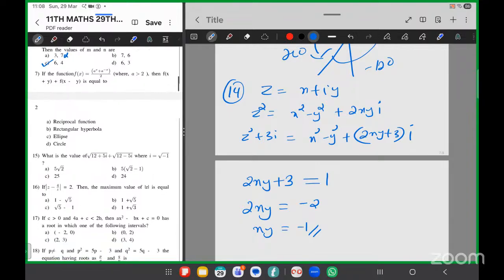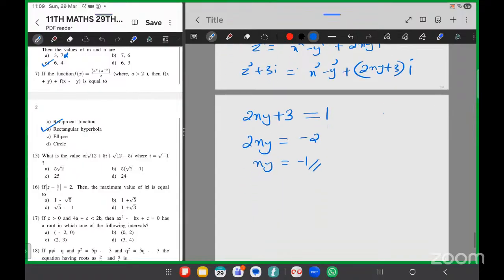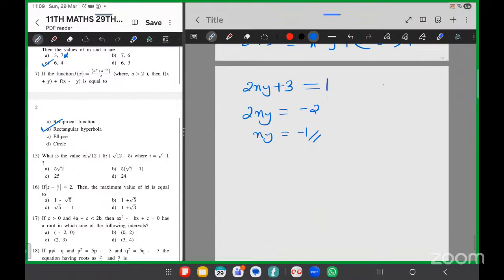So xy equal to minus 1 means it cannot be an ellipse, it cannot be a circle. We cannot say that it is a reciprocal function. It is actually a rectangular hyperbola. So answer B is the correct option. Rectangular hyperbola, xy equal to minus 1. xy equal to c square.